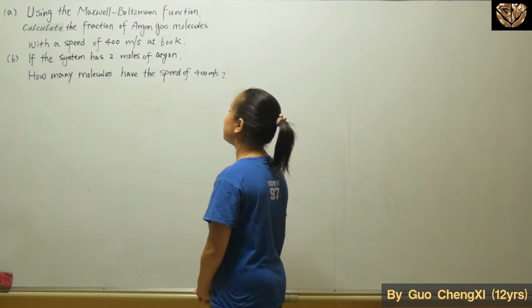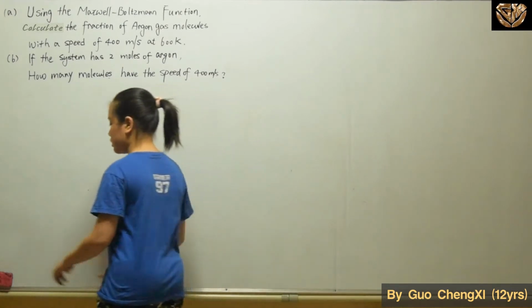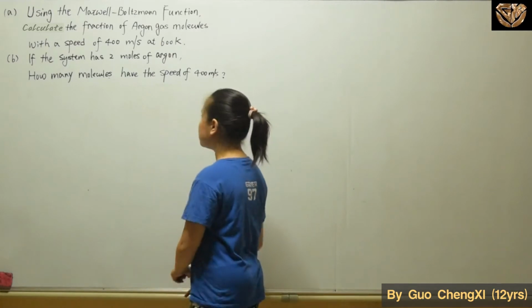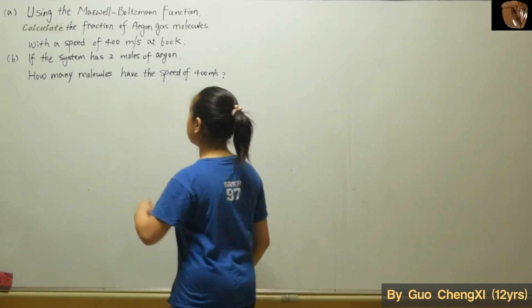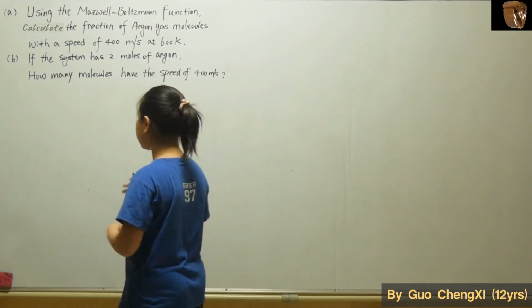For this lesson of physical chemistry, we'll be continuing to learn the Maxwell-Boltzmann function. So we're going to start off with revising what we have learned for the past two lessons.